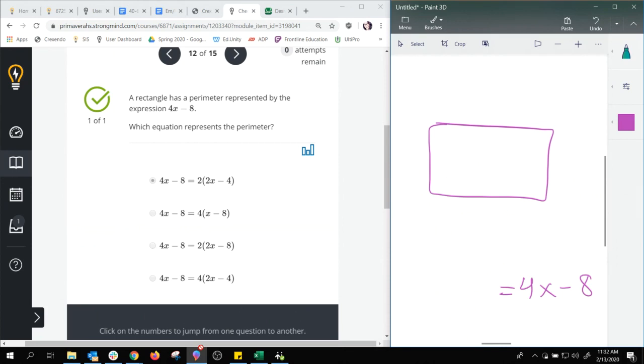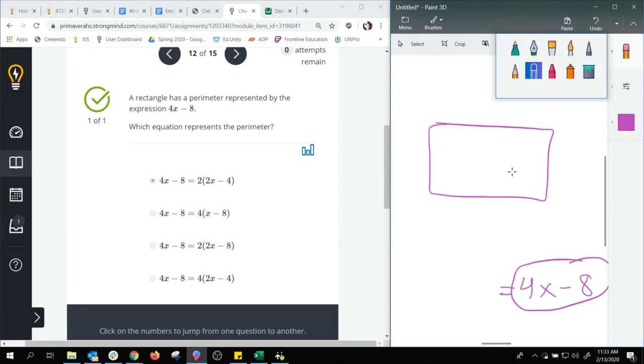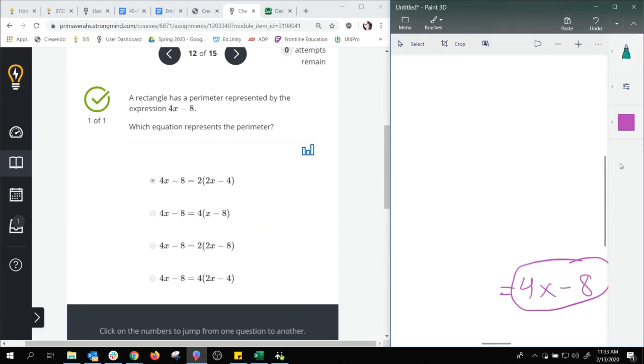If you were to take all of the right side of your expressions, I'm looking here at 2 times 2x minus 4 and 4 times x minus 8. If you distribute the first term to everything inside, you are looking to get 4x minus 8. So if I look at the first one and distribute my 2, I get 4x minus 8, which works.